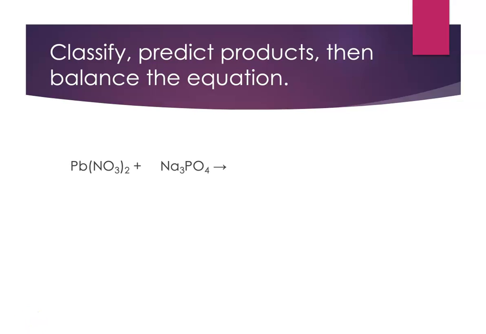So let's get started. I have lead(II) nitrate reacting with sodium phosphate. So I've got an ionic compound reacting with an ionic compound. Oh, that means it's double displacement: two ionic compounds making two ionic compounds. That's the pattern. In a double displacement reaction, we can think of it as the cations switching partners. So the lead ion, instead of being with nitrate, would now be with phosphate. And the sodium ion, instead of being with phosphate, would now be with nitrate.